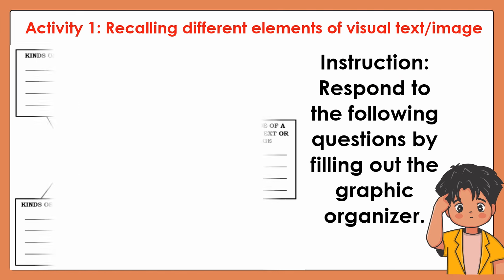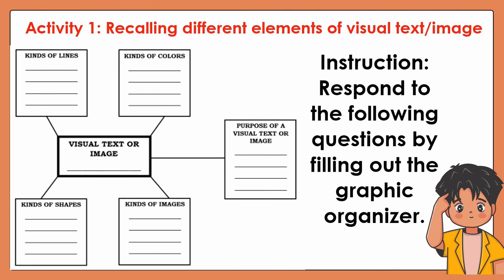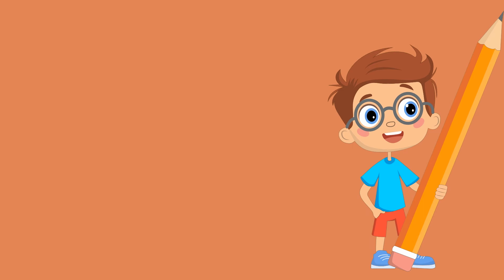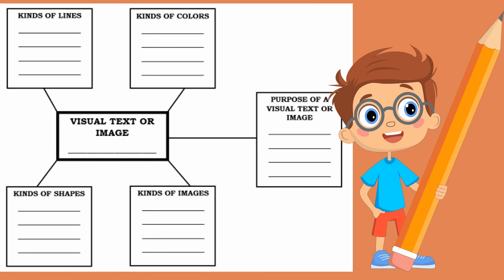Activity number 1, recalling different elements of visual text or image. For the instruction, respond to the following questions by filling out the graphic organizer. So here's the graphic organizer that you need to answer.